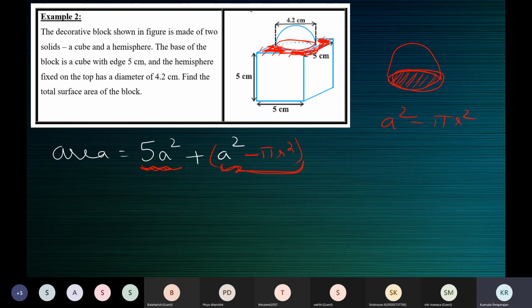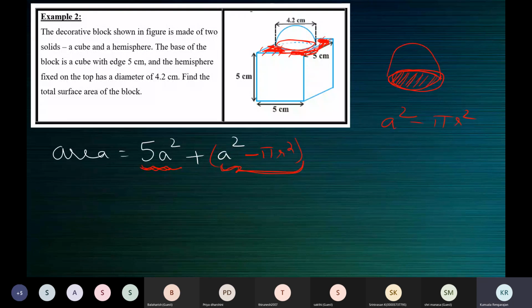If you paint the 5 faces of the cube, and on the sixth face, the remaining a square minus pi r square. If you paint this, do you think the block is entirely painted? If not, which area is still not painted? The CSA of the sphere. The curved surface area of the hemisphere.